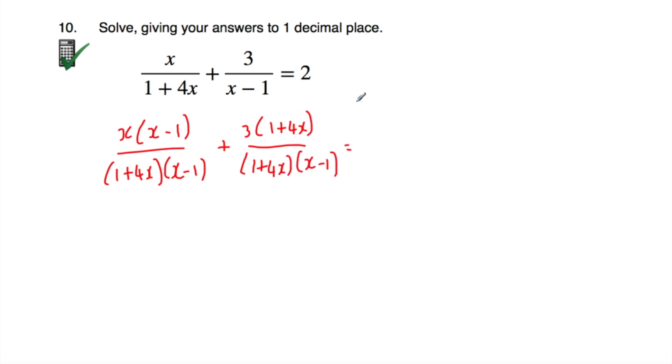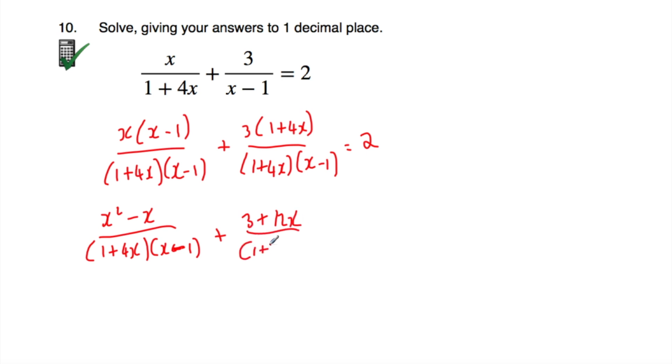And that equals 2. Okay, now let's expand our brackets on the numerator. x times x is x squared, and then x times minus 1 is minus x. And then that same denominator, 1 plus 4x, and then in brackets x minus 1. And then our other fraction, we're going to expand the brackets here. 3 times 1 is 3, and 3 times 4x is 12x. And then that's still over 1 plus 4x, and then in brackets x minus 1. And then that equals 2.